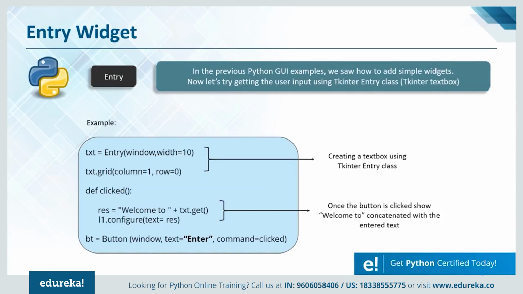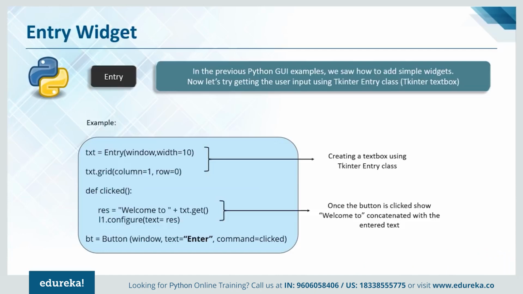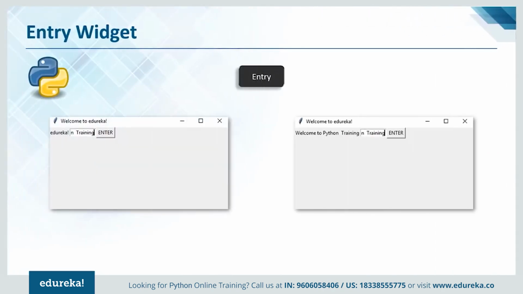And next, what should happen when the button is clicked? We have a message that says welcome to, and later whatever is input into the text area will be concatenated along with this and then printed, guys. So check out this example for better understanding. We have typed out Python training and it displays welcome to Python training. All of these widgets are really simple, and more than that, they always come in handy as well.